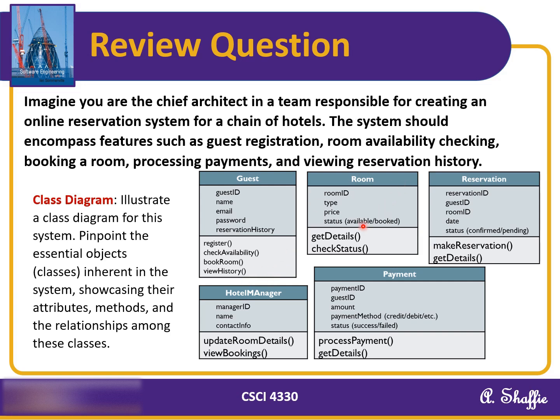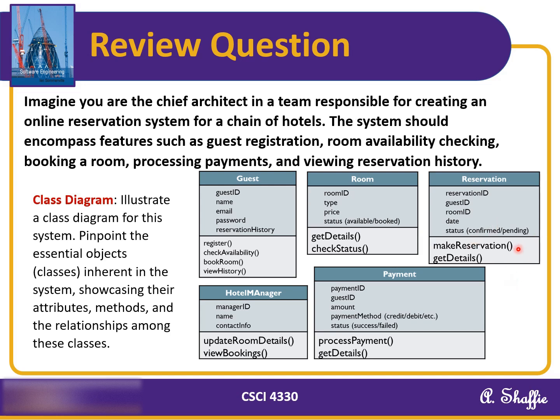For the room object, I can see the room ID, the type of the room, price, status, whether available or not. And we can have some functions like get details of the room, and check status that will return the status. A reservation. In reservation, we'll have a reservation ID, the guest ID that made this reservation, the room ID associated with this reservation, date of the reservation, status of this reservation, whether confirmed or still pending.